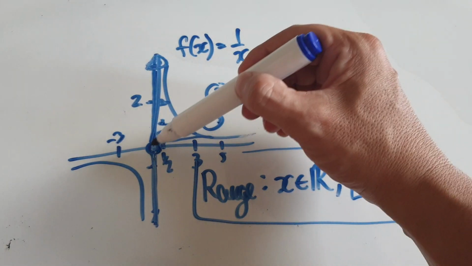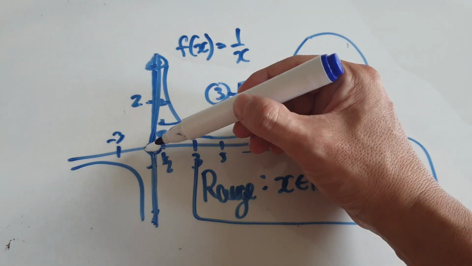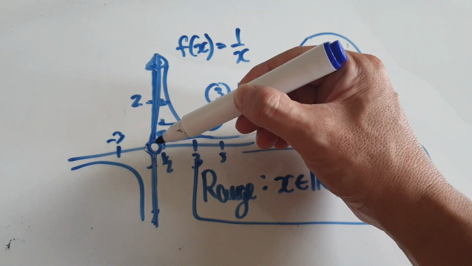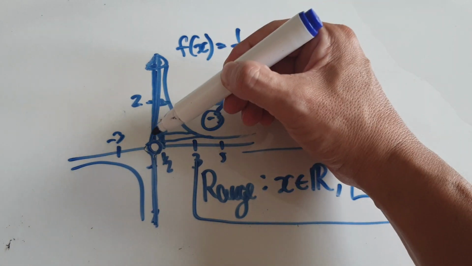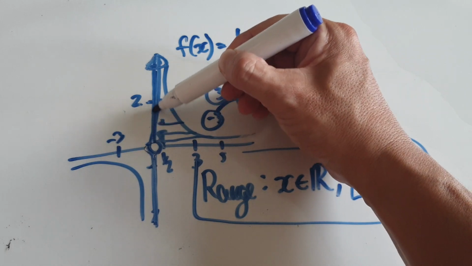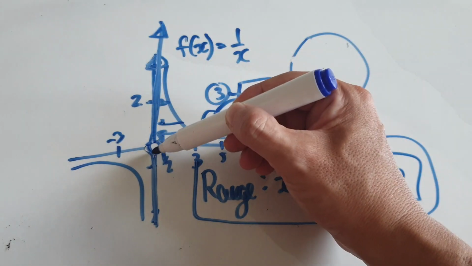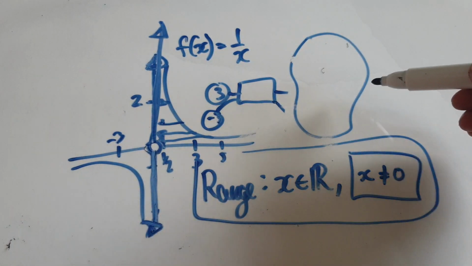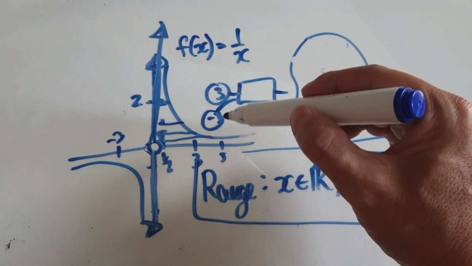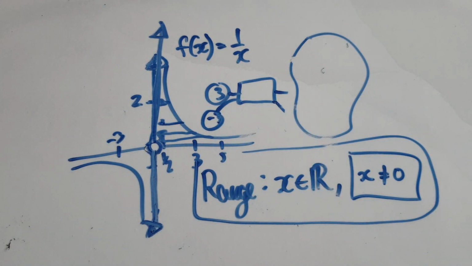So think of the range for this function as this. It will never spit out the number 0, but it is possible for you to spit out any other number up here and down here. It will never be able to spit out the number 0. Just bear that in mind. Okay, so let me give you another example.